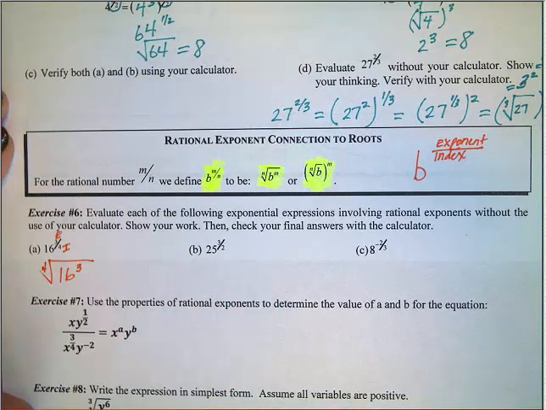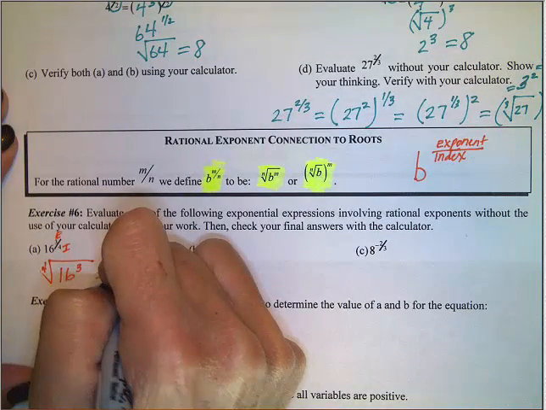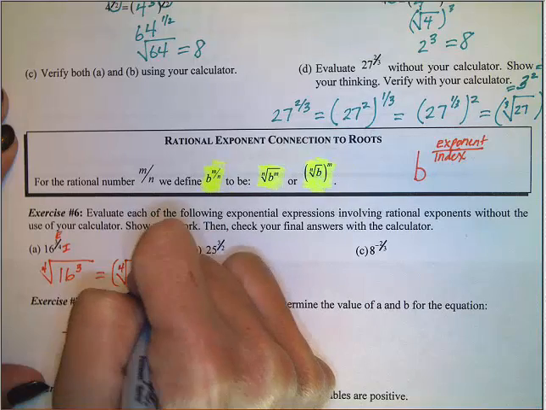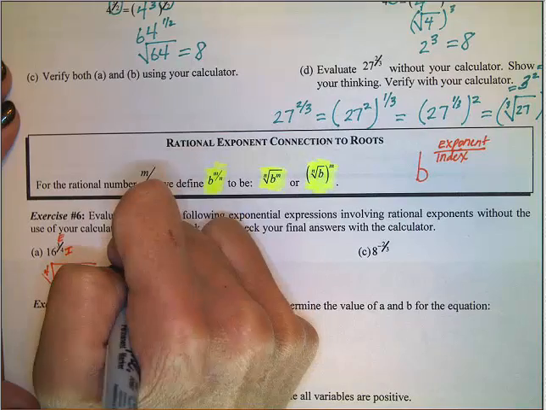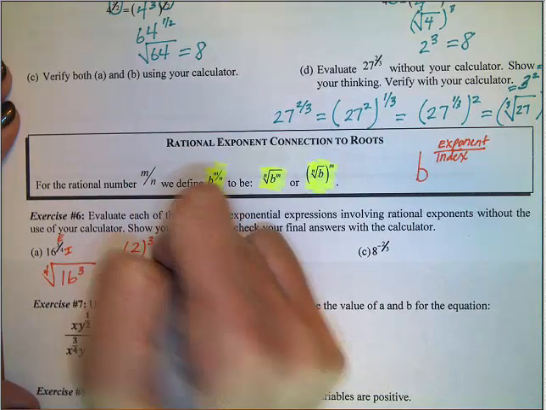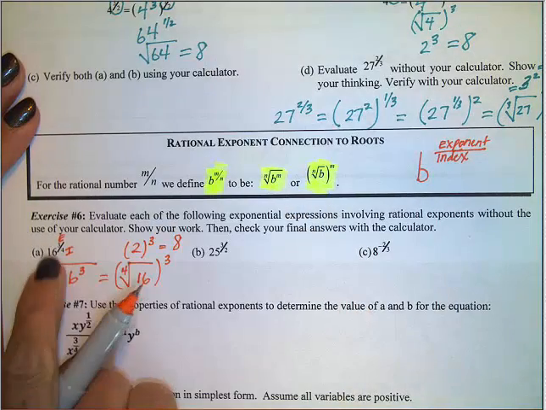So it might be easier to write it this way. So we have the 4th root of 16 raised to the 3rd. So what number times itself 4 times gives 16? 2. 2 times 2 is 4, times 2 is 8, times 2 is 16. So this number is 2 to the 3rd. So 2 times 2 is 4, times 2 is 8. So 16 to the 3/4 is 8.